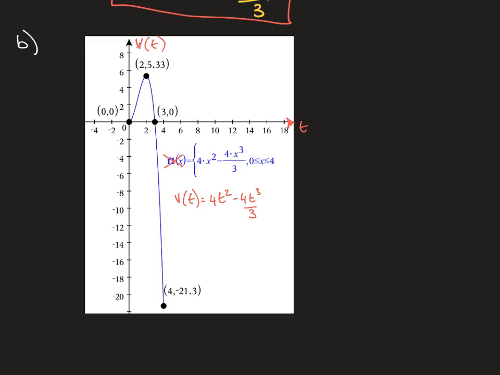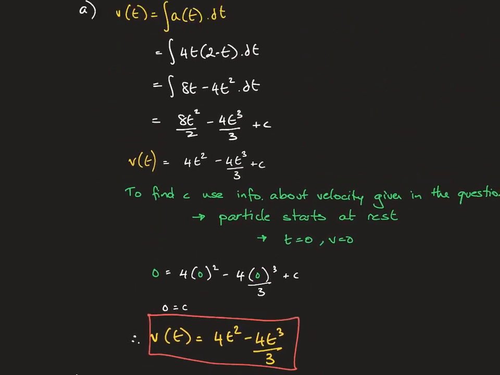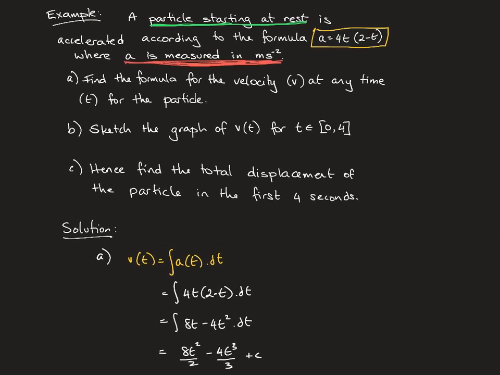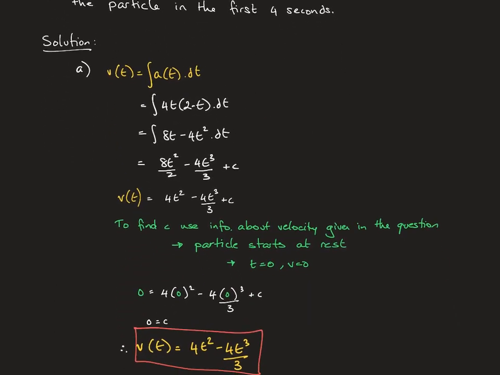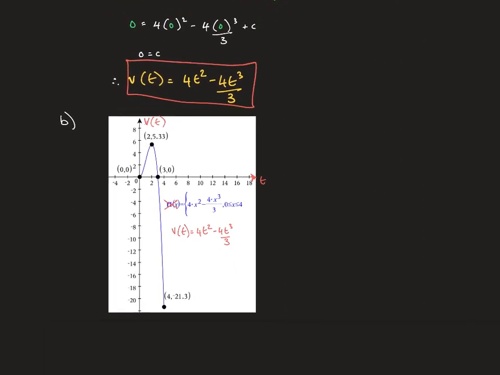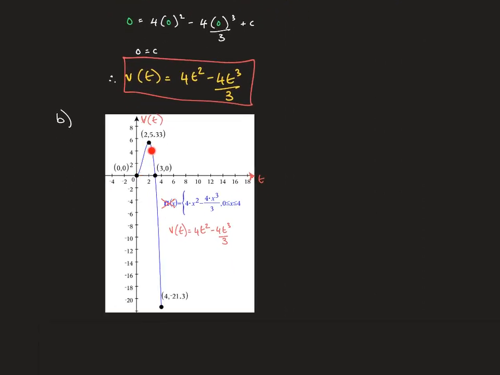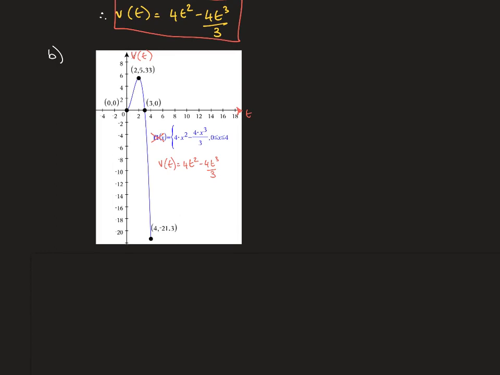Okay, so final question. The final part of the question was, hence, and that's because we needed to find that we had negative areas. Find the total displacement of the particle in the first 4 seconds. So what we had was a velocity time graph, and they want us to find the displacement. So we're going to need to integrate this function. And we've got a positive area, and now we've got a negative area as well. And so we're going to need to integrate those two pieces of the function separately.